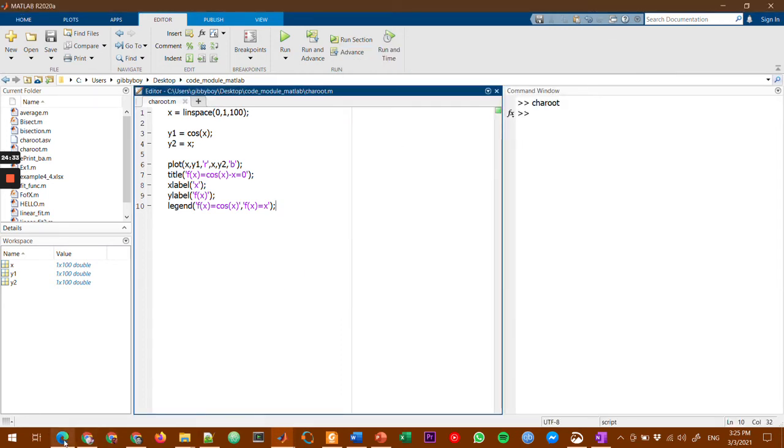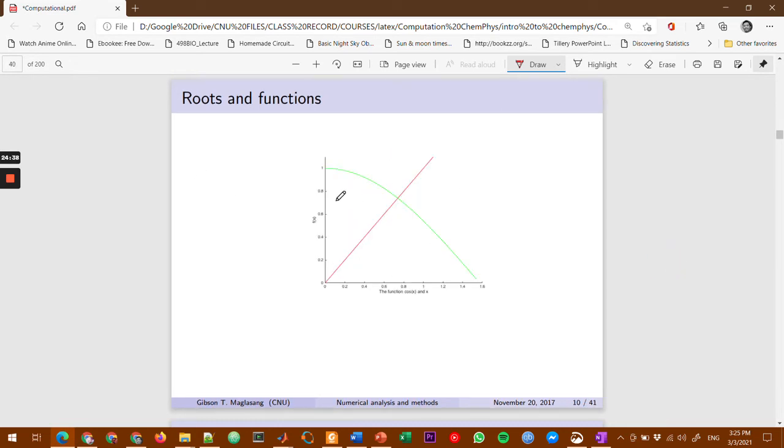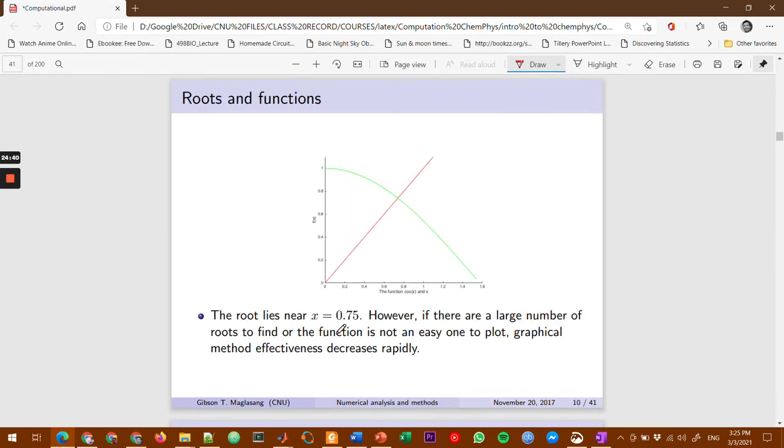Okay? So, back here. So this is the graph, and the solution is found to be approximately around 0.75. So this is okay. This graphical method is quite okay and doable, since the problem only requires one solution, right? Meaning one zero of the function.